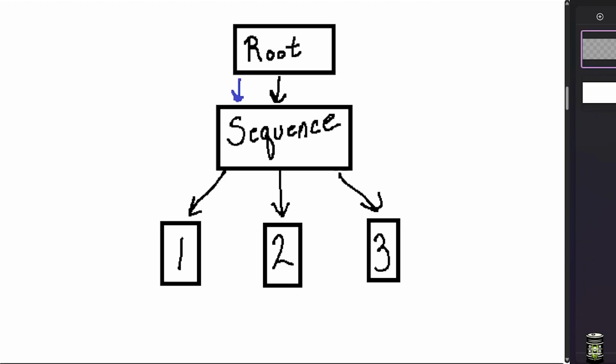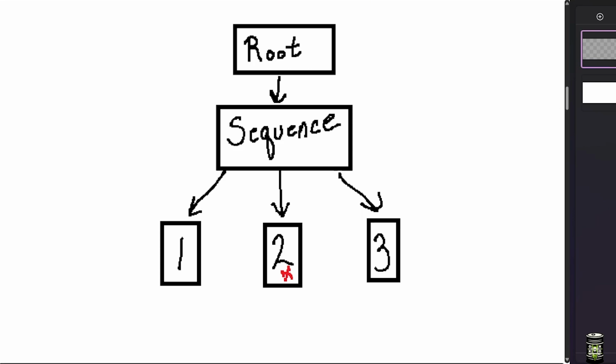The operation runs down the left side to get to task 1. Let's say task 1 passes. It then runs task 2. Task 2 passes and runs task 3. Task 3 reports success, and the sequence node is considered successful.